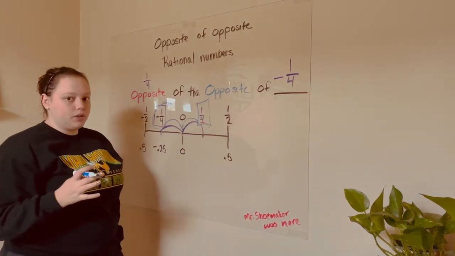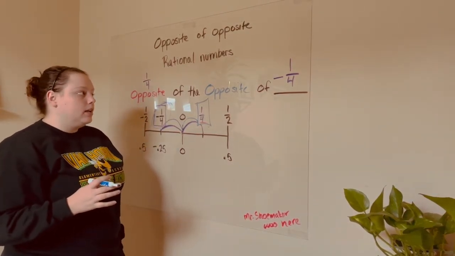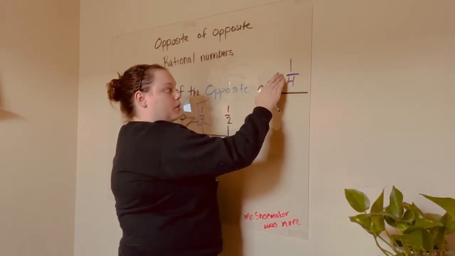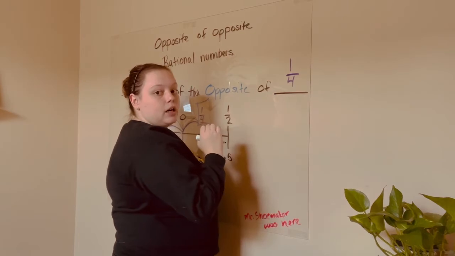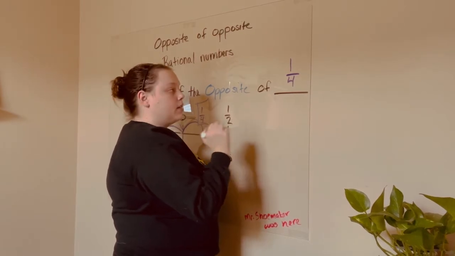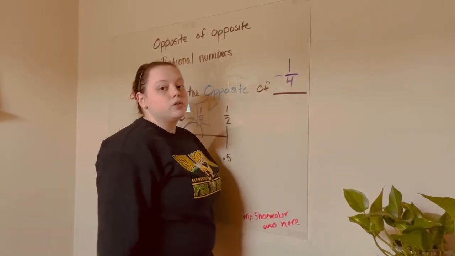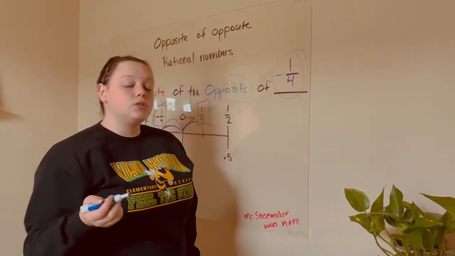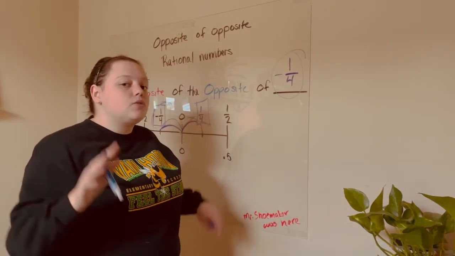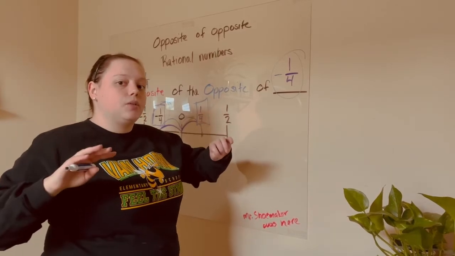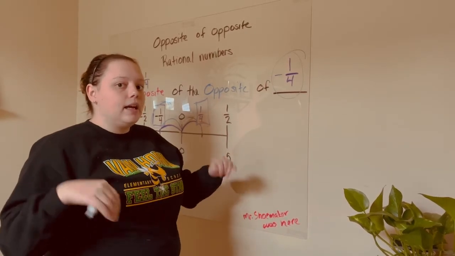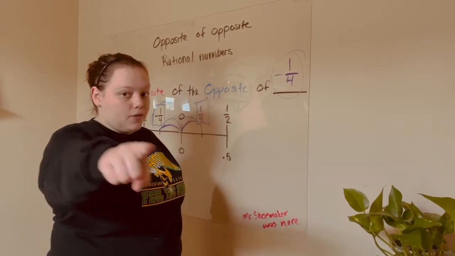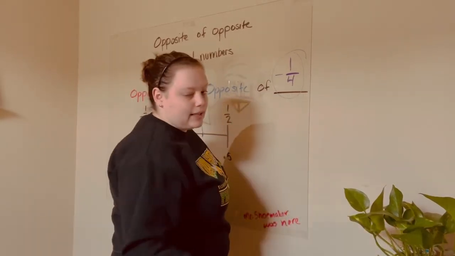A little confused? That's okay. Look, the opposite of -1/4 is +1/4. The opposite of +1/4 is -1/4. So your answer is -1/4. Remember, when we worked with integers, this is just the tricky word play that they're doing with us. They're trying to trick us and make us get all jumbled up, but we're better than that. We know their games. We can do it.